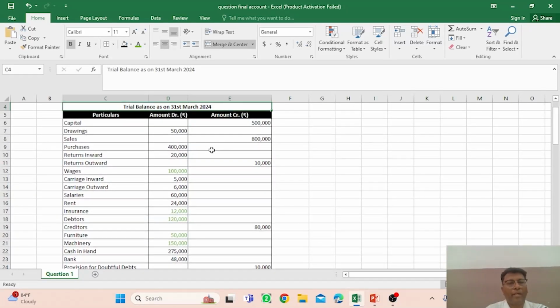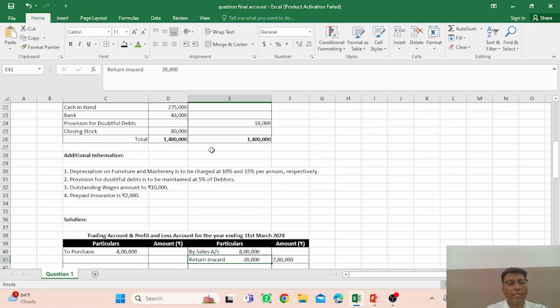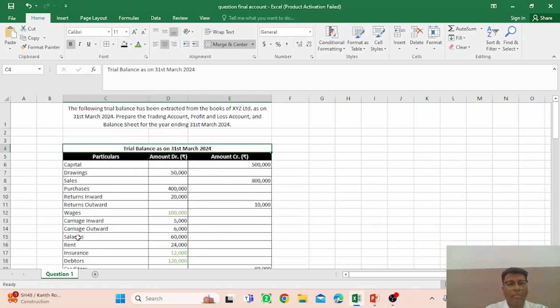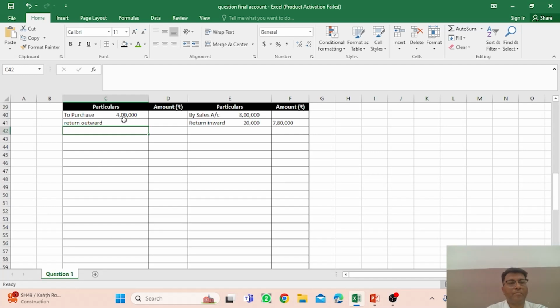Okay, and return inward 20,000, return outward 10,000. On the credit side, it means you have to subtract this value. Return outward, this is the purchase return, right? And the amount given to you is return outward 10,000. So the amount would be 3 lakh 90,000.